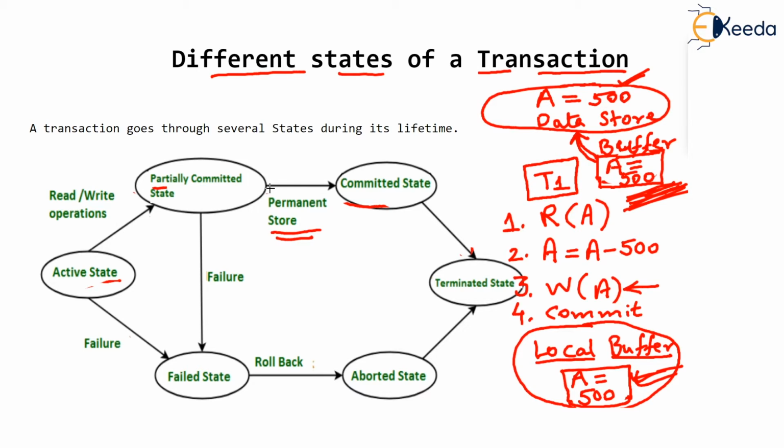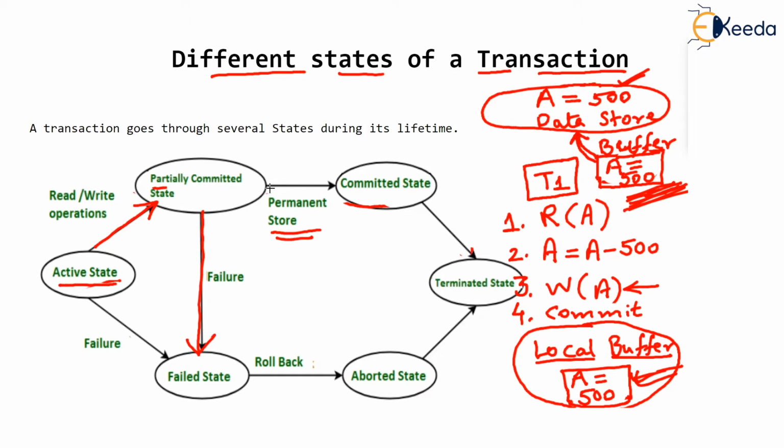Now, why? It can happen due to power failure. It can happen due to hard disk failure. It can happen due to some bad sectors on the hard disk, whatever reason. But the transaction was active. It was reading or writing a few things in the local buffer, and suddenly the transaction failed.